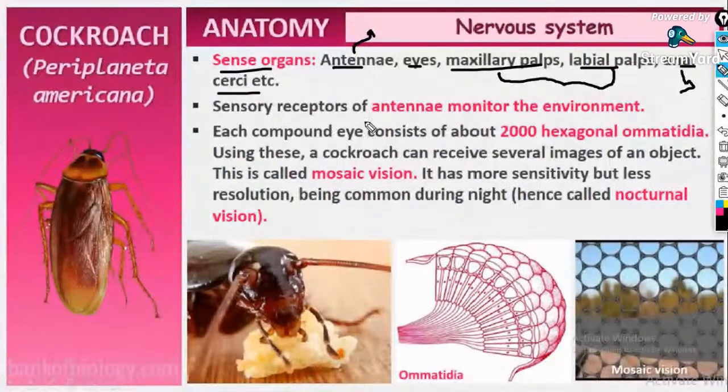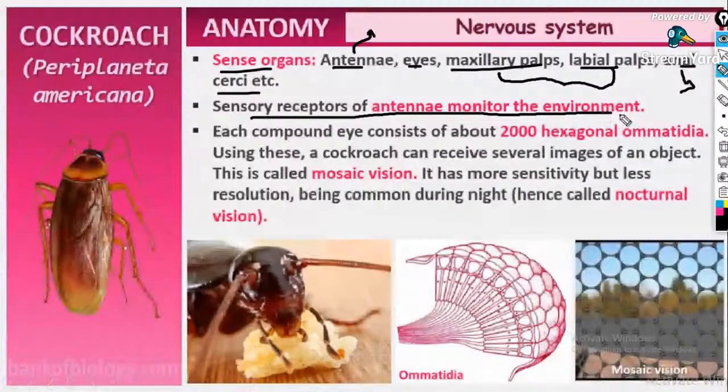Clear with that? So the sensory receptors of the antennae monitor the environment. These antennae are the thigmoreceptors. When they touch something, the cockroach is able to sense it with the help of the antennae. Hope it's clear for you all.